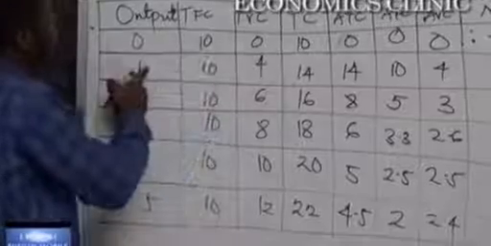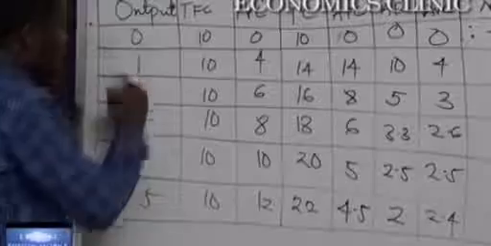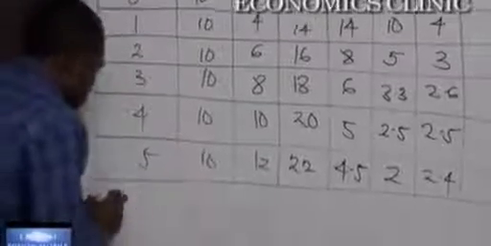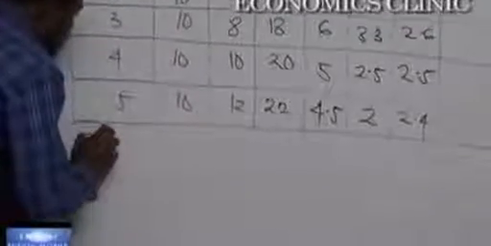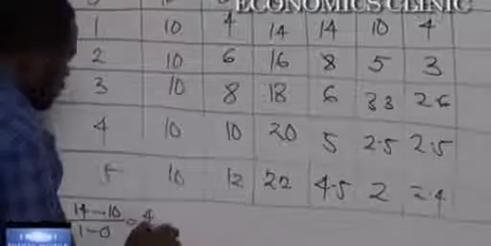TC2. So TC2, that is total cost 2, which is 14 here, minus total cost 1, which is 10, divided by output 1, which is quantity 2 divided by quantity 1. So we have total cost 2, which is 14, minus total cost 1, 10, divided by 1 minus 0. So we have 4 divided by 1, which is 4. So we have 4 here.